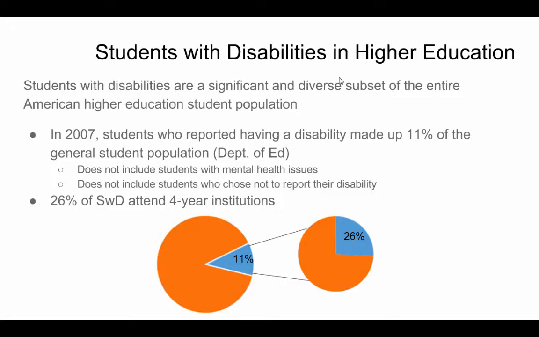But before I talk about accessible learning experiences and what goes into creating them, I wanted to talk some about the statistics behind disability in higher ed. In 2007, students who reported having a disability made up 11% of the general student population. There's a couple of things you need to consider when it comes to this statistic. A lot of students don't report having a disability, and the statistic also does not cover students who have mental health issues. And another thing to consider is that 26% of students with disabilities attend four-year institutions.